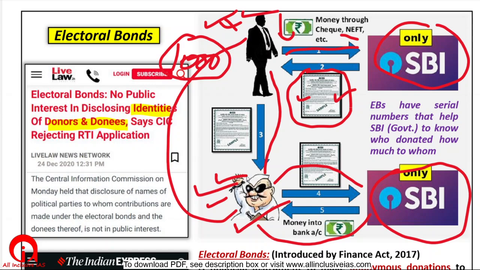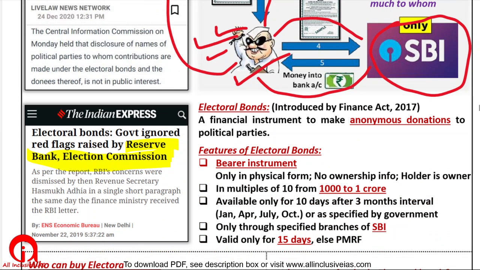During this transaction, this electoral bond does not bear the name of Ambani or the political party. Nowhere. That means electoral bonds are bearer bonds. These are bearer instruments. That means they are issued only in physical form. There is no ownership info.